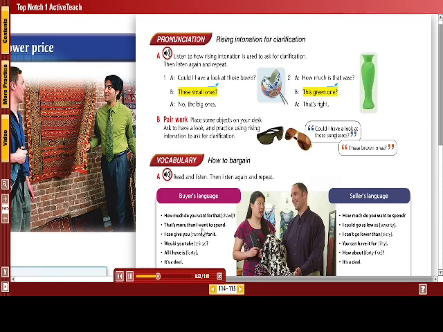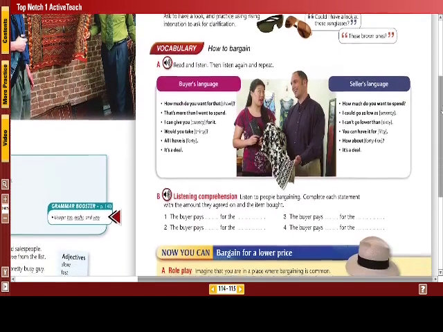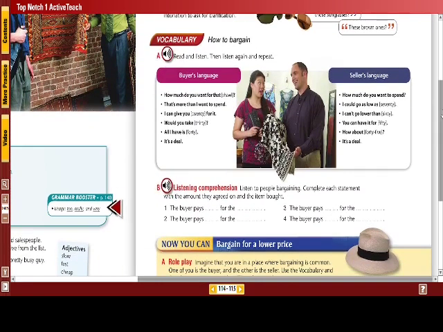How much is that vase? This green one? That's right. So, clarification is pretty common in English. Now, let's listen how to bargain, okay?